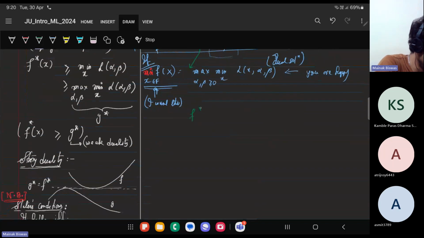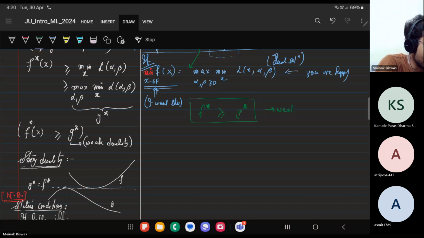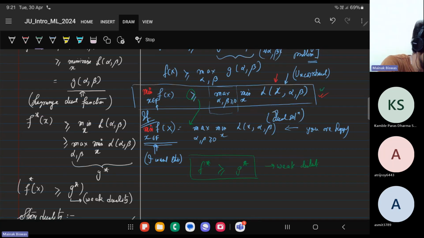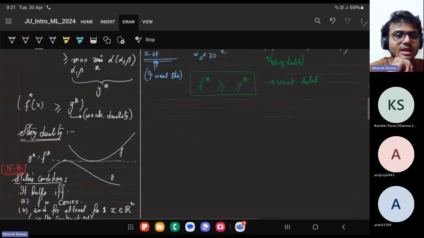This is called the weak duality: F star greater than or equal to G star. But strong duality is when the equality holds. But when does it happen? It happens in a very nice case.